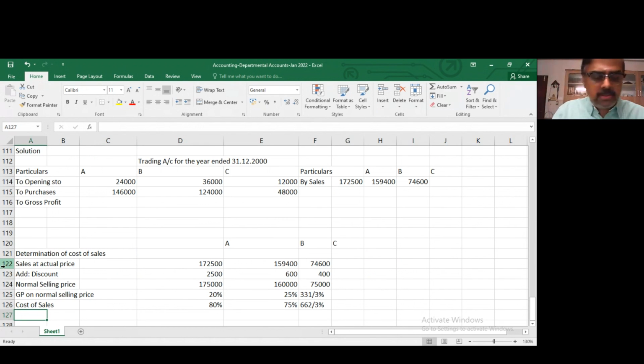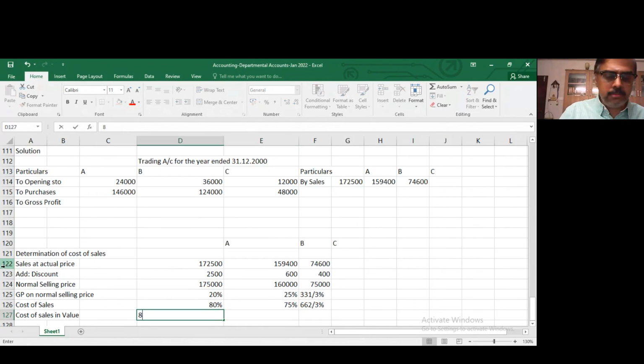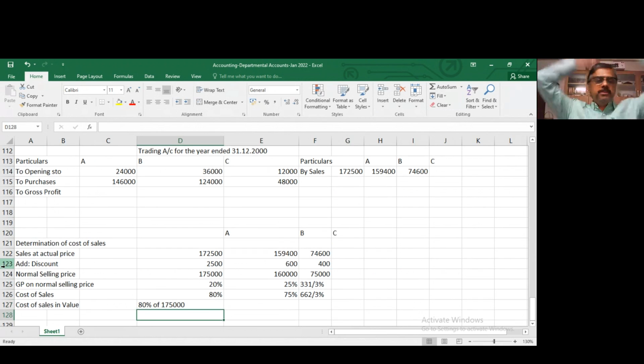So cost of sales in value terms is 80% of 1,75,000. What do you get? 80% of the normal selling price: 1,40,000. Here the cost of sales is 75% of the normal selling price, 1,60,000.